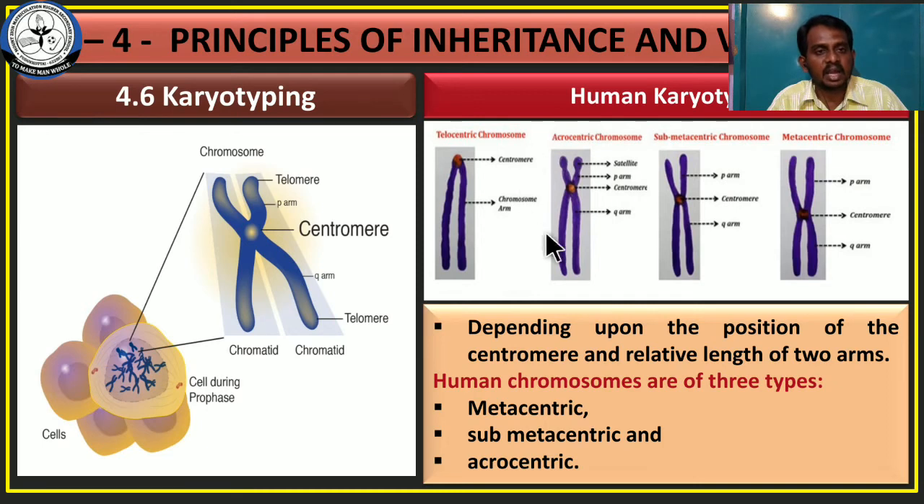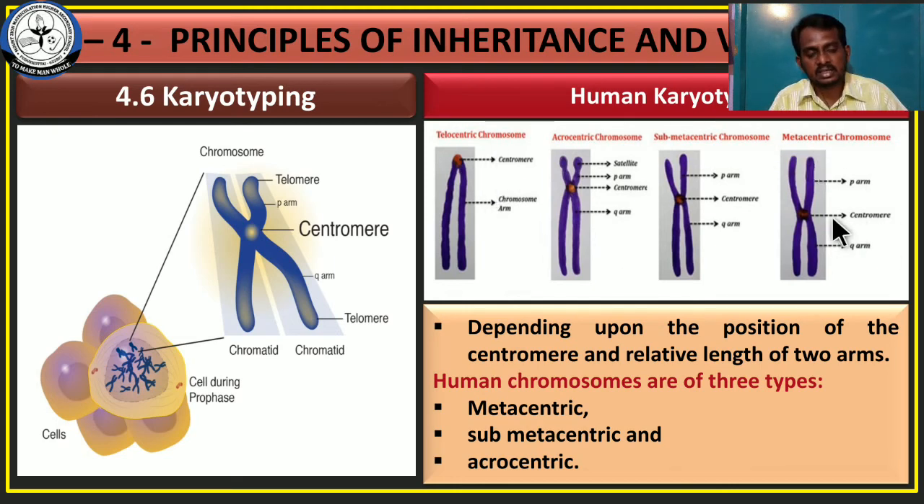And what is meant by acrocentric? Here acrocentric means one arm is very short in nature, and the other arm is very large in size. This type of chromosome is called acrocentric. And telocentric, the centromere is located at the end of the arm. If the centromere is at the end of the arm, we call it telocentric. Telo means end part. These are the 4 types of chromosomes.